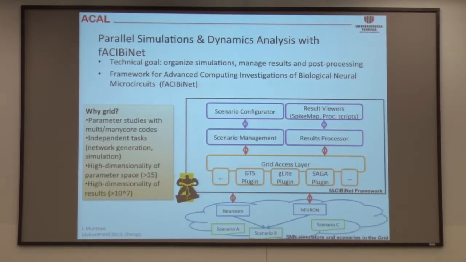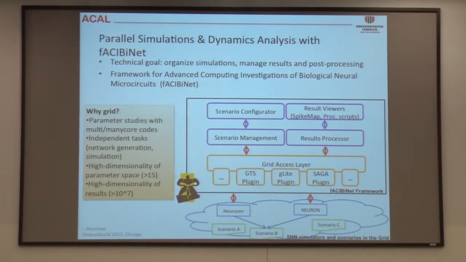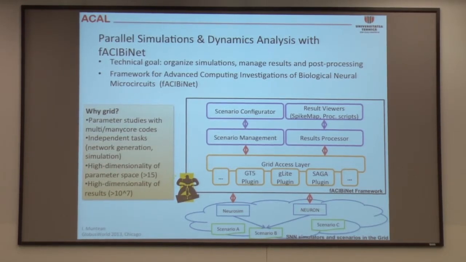So basically, we end up here with a parameter study with many multi-core codes. We have a lot of independent tasks. We have a high dimensionality of the problem with over 15 different parameters, and we have a large high dimensionality of the results. So this is why the grid is used here as well. And the goal was here to organize the simulations, to manage the results, and to do the post-processing in an appropriate way. And therefore, they developed another framework for the advanced computing investigation of biological neural microcircuits.